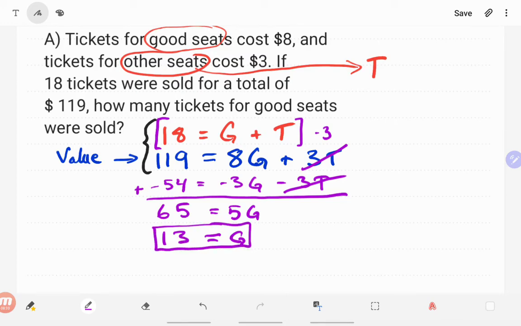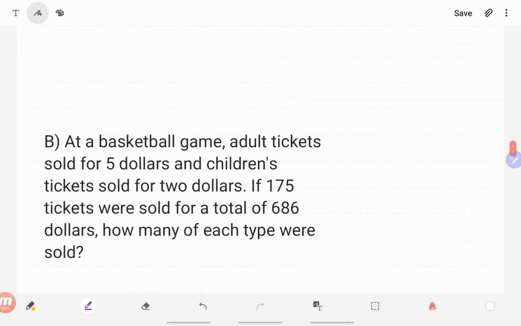Well, if the number of good seats is equal to 13, then how many other seats do I have? Well, I can just take 13 and subtract that from 18, and I get 5 other seats, right? 5 other seats. So for this, we're treating it just like a coin problem, right? We've set up our system of equations, we've solved for a variable using elimination, and then we substituted that value we got back in to solve for our other variable. Okay, so I've got one more for us to look at.